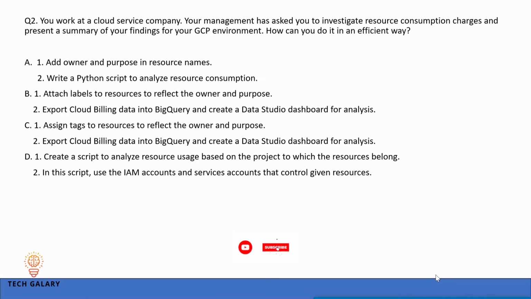Option A, add owner and purpose in resource names. Write a Python script to analyze resource consumption. Option B, attach labels to resources to reflect the owner and purpose. Export Cloud Billing data into BigQuery and create a Data Studio dashboard for analysis. Option C, assign tags to resources to reflect the owner and purpose. Export Cloud Billing data into BigQuery and create a Data Studio dashboard for analysis.